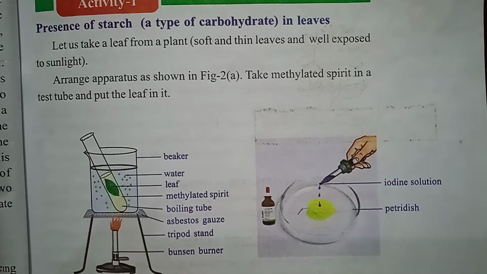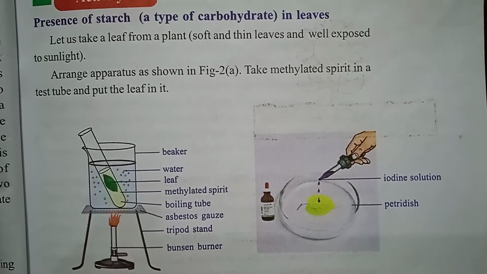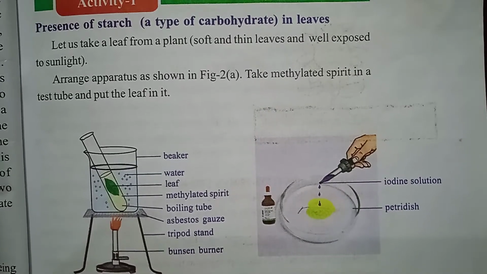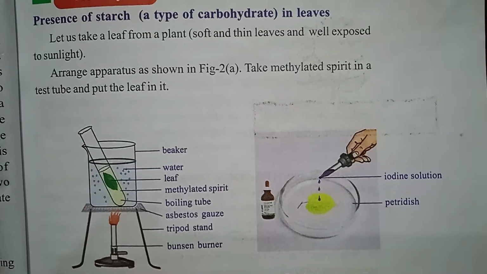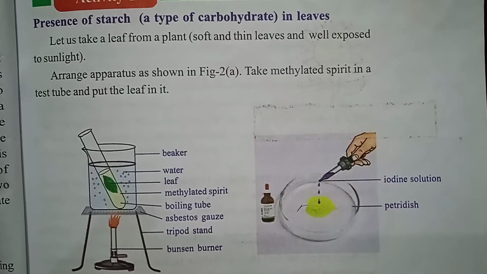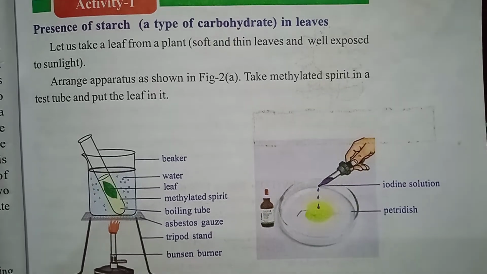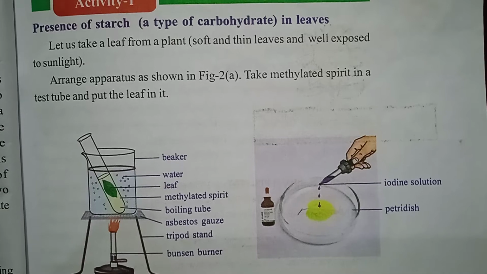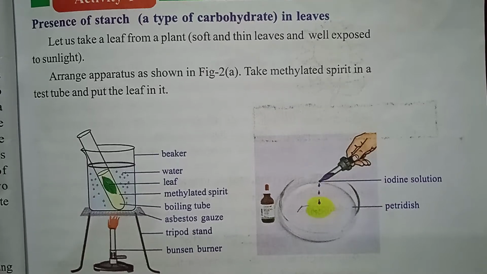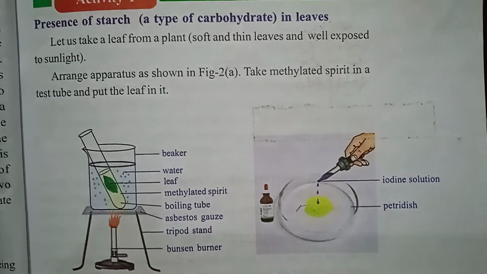First, we need to pluck a soft and thin leaf, well exposed to sunlight. We keep that leaf in a test tube containing methylated spirit. That test tube we place in a beaker which is three-fourths full of water, and we keep it on an asbestos sheet above the tripod stand. Then we boil or heat the beaker with water and the test tube with methylated spirit and leaf using a burner.